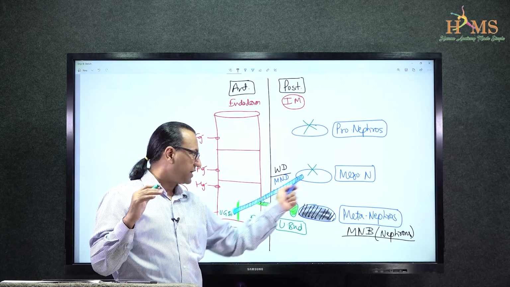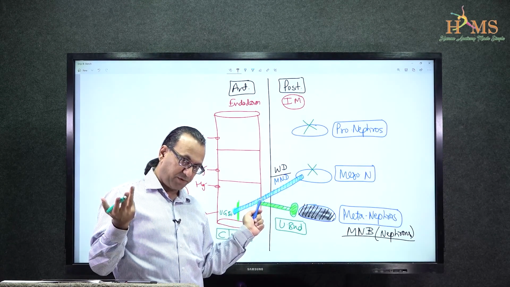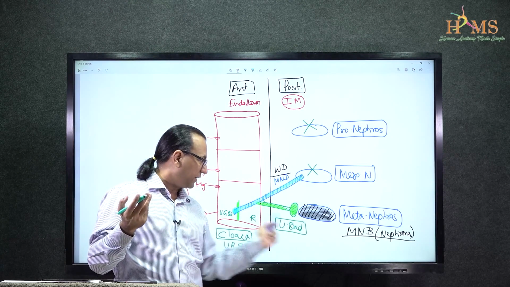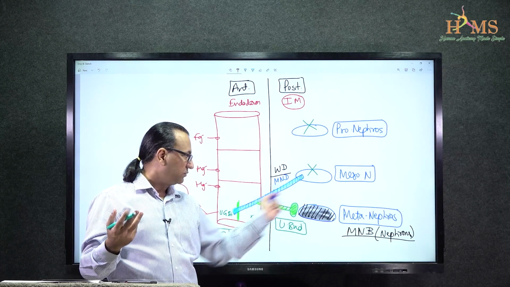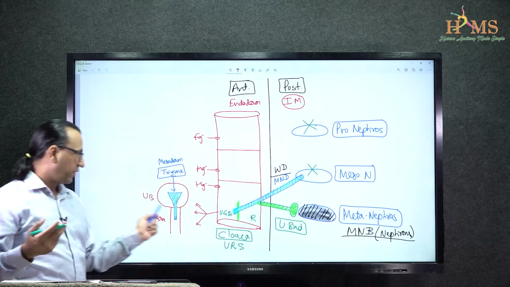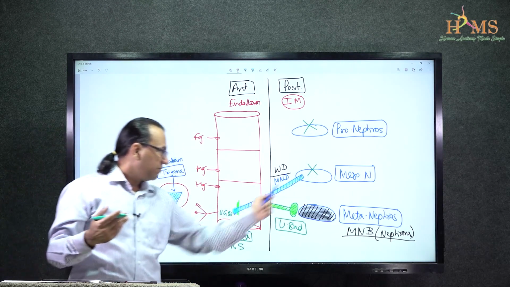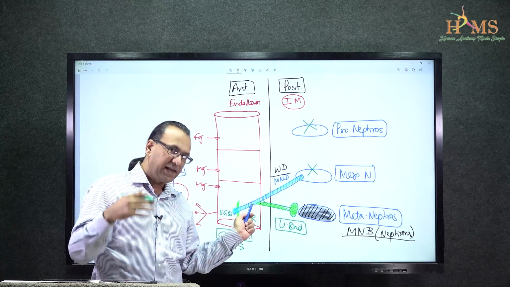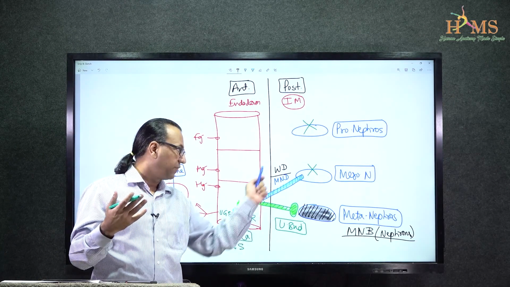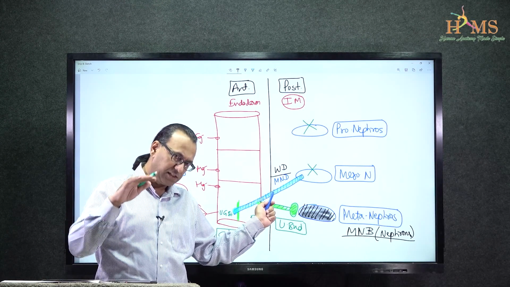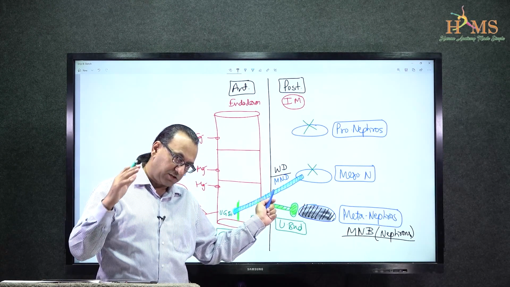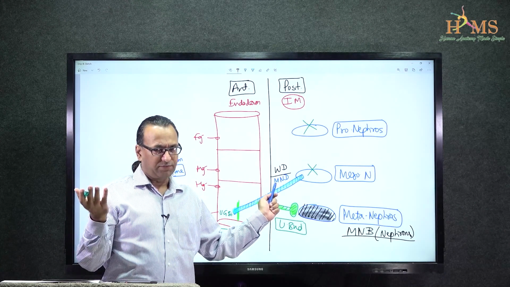So mesonephric duct in a female is important for inducing the formation of the renal system, kidney system, and also forming the trigone of urinary bladder. After that, the mesonephric duct in a female is vestigial because Wolffian duct works only for male reproductive system. Females will have the Mullerian duct working for reproductive tubes.